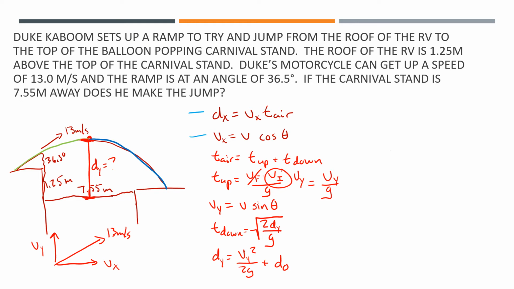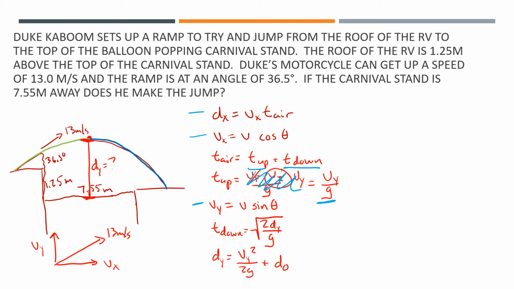Time in the air is going to require two parts. It's going to require time up and time down. After we focus on just the y-axis, we found t up is going to be vy divided by g. Well, we can get vy by doing our component vector, v sine theta, to find that vertical component of the velocity.